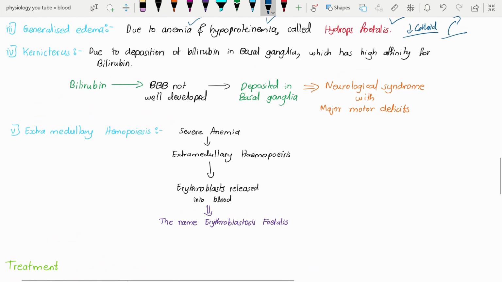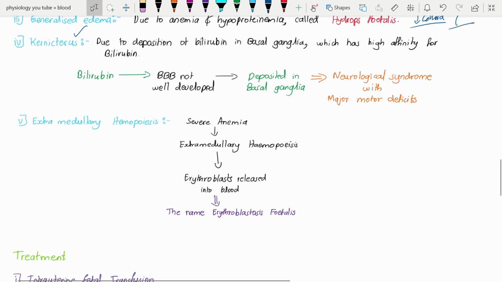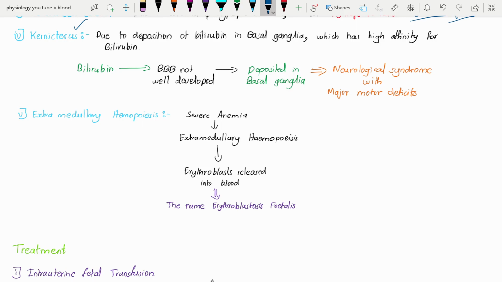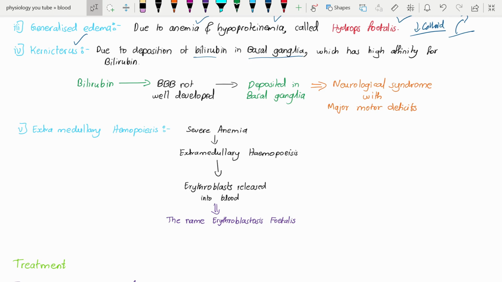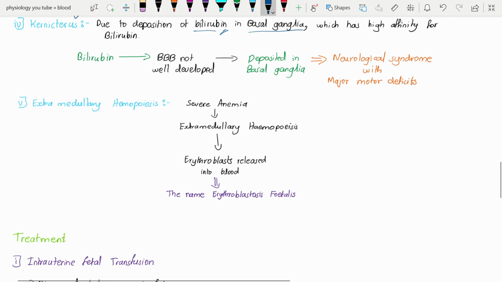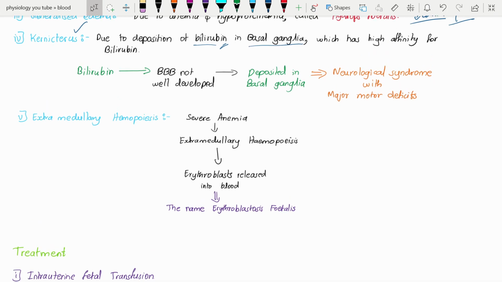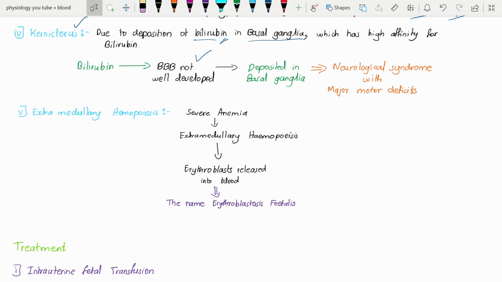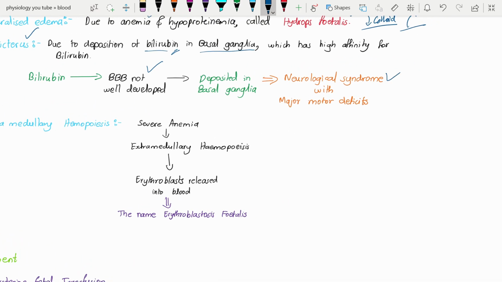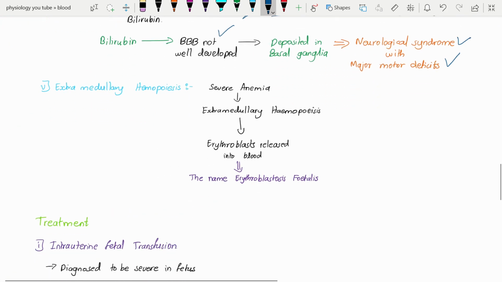And it can also cause kernicterus. This is also a symptom, due to the deposition of bilirubin in the basal ganglia, because the basal ganglia has a higher affinity for this bilirubin. Why does it deposit in the basal ganglia? Because this bilirubin can reach the basal ganglia, as the blood brain barrier is not well developed in the newborns or the fetus, and this can cause neurological symptoms with some major motor deficits.